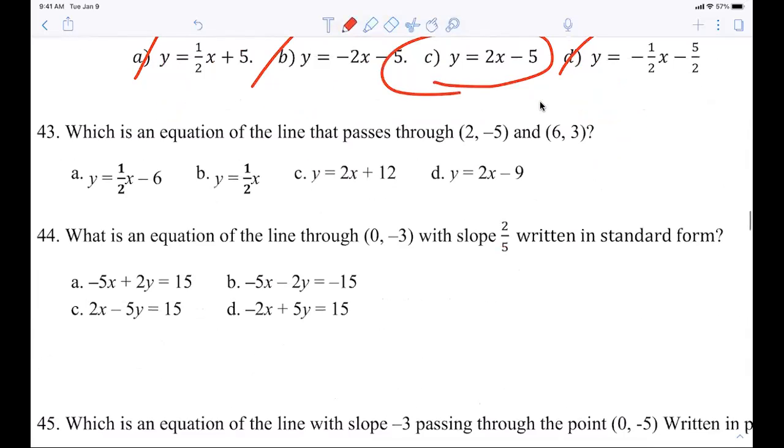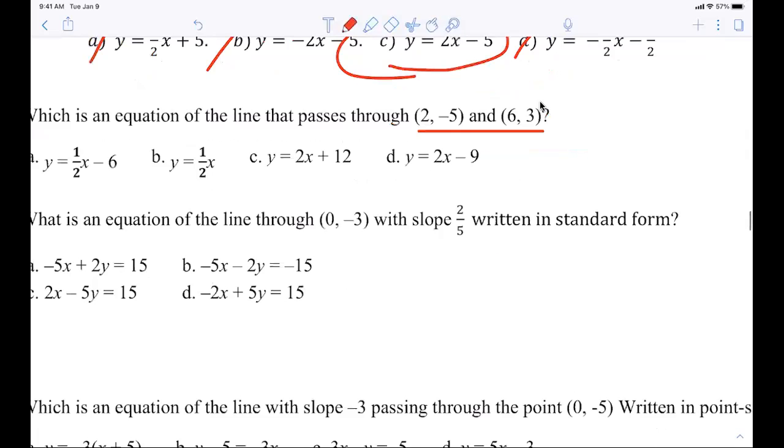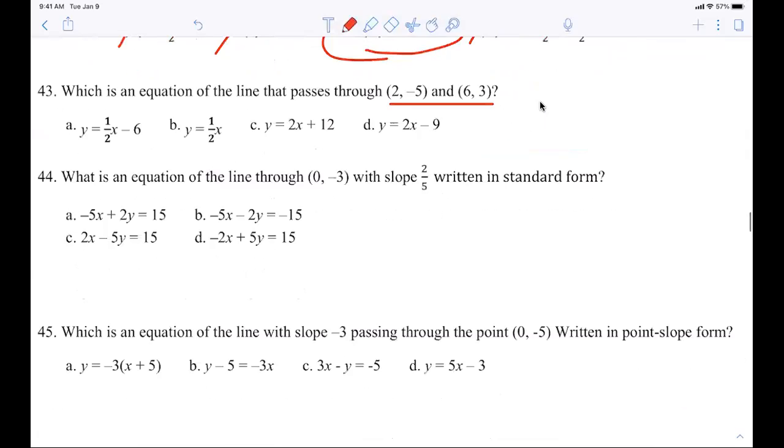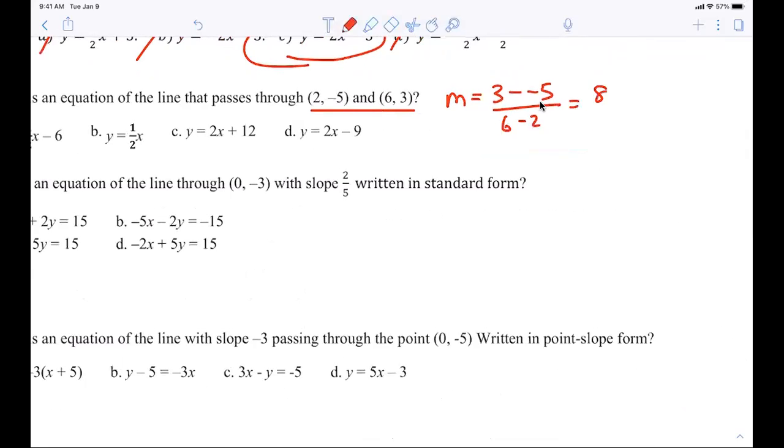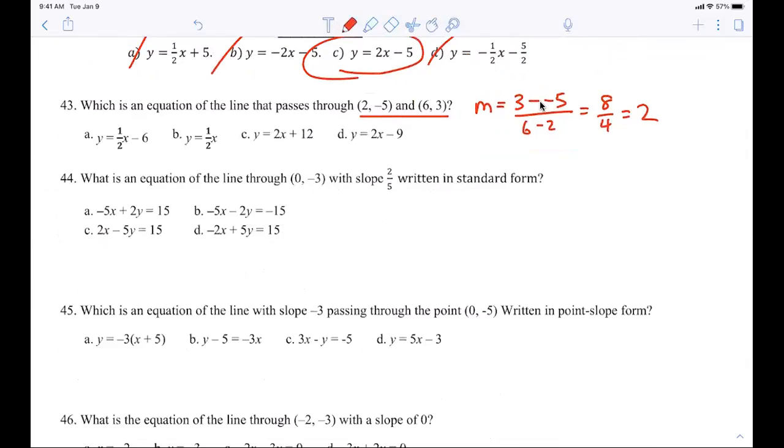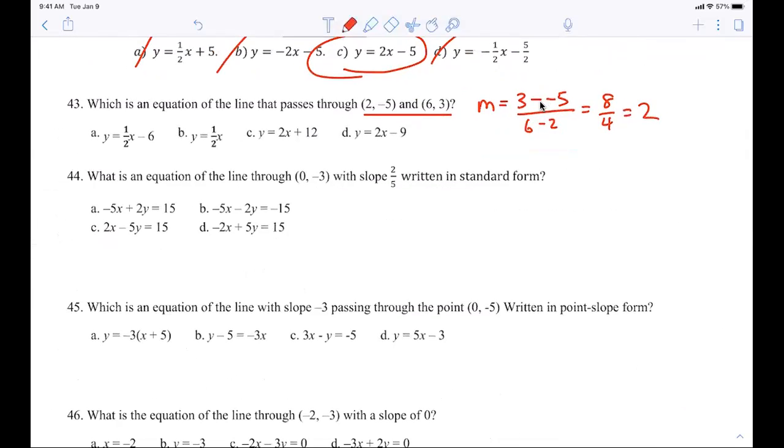Now I have to write the equation given two points. If I'm going to write the equation given two points, I'm going to find the slope. M equals 3 minus negative 5 over 6 minus 2. 8 over 4 equals 2. Anybody have any questions? So I knew the slope was 2. So then I just cross out A and B.